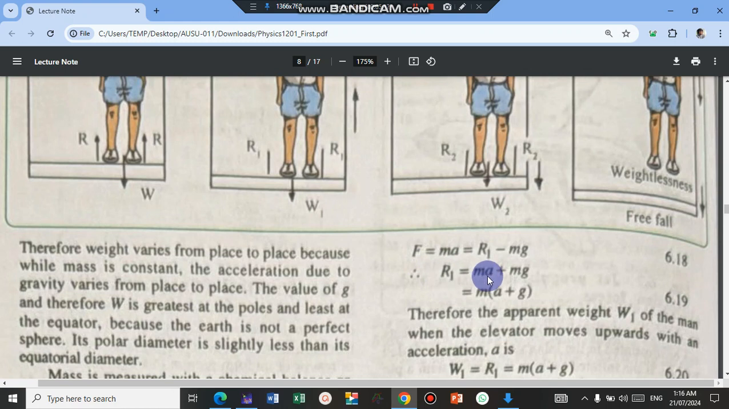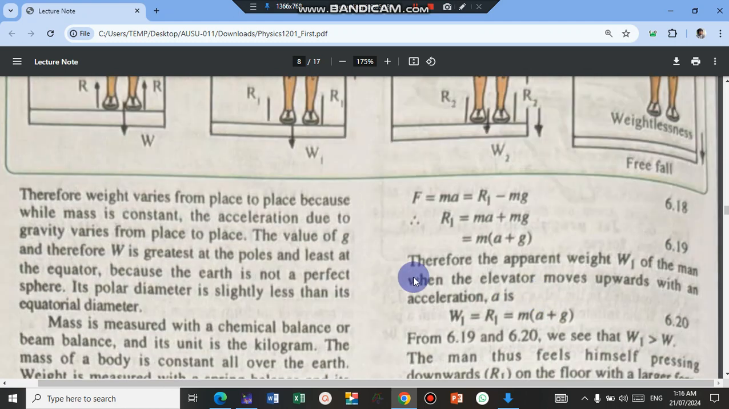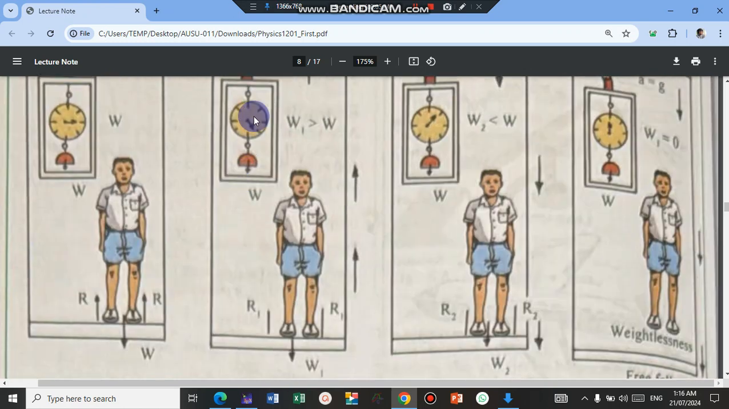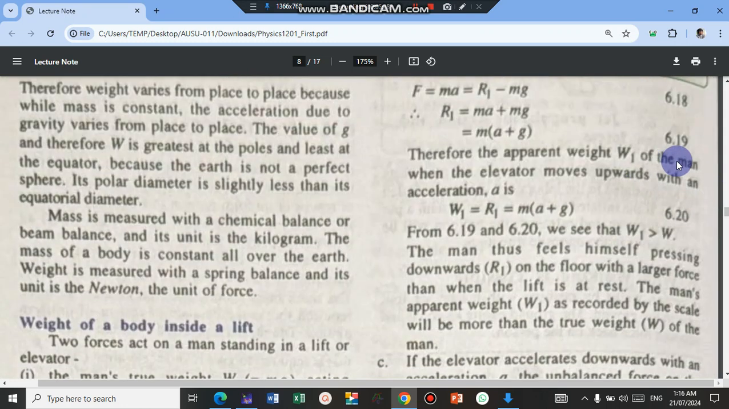So R1 equals MA plus mg. We factorize M and we have M into A plus G. Therefore, the apparent weight W1 is the apparent weight recorded by our scale here. The apparent weight of the man when the elevator moves upward with an acceleration A is W1 equals R1, and this is equal to M into A plus G.